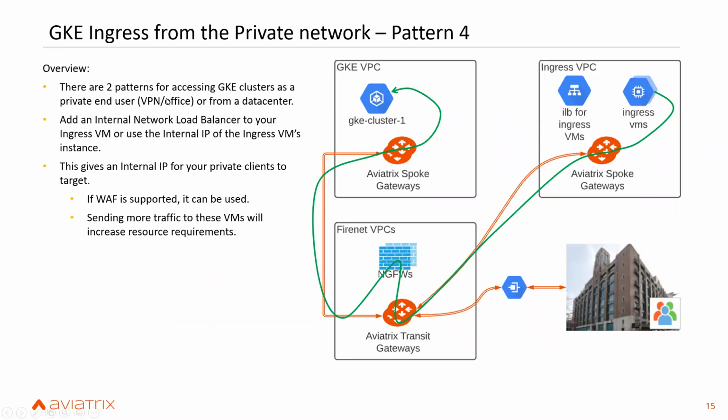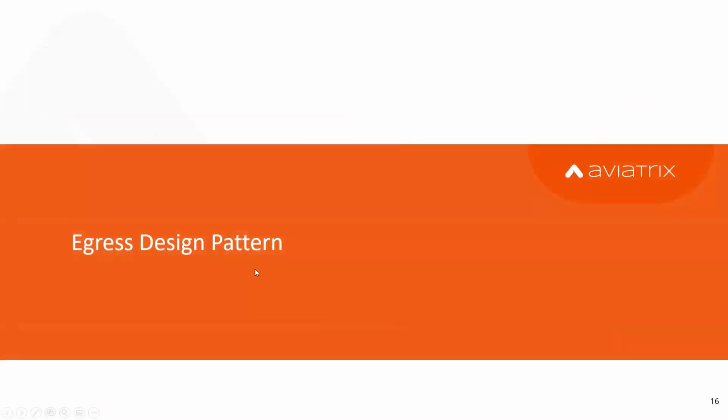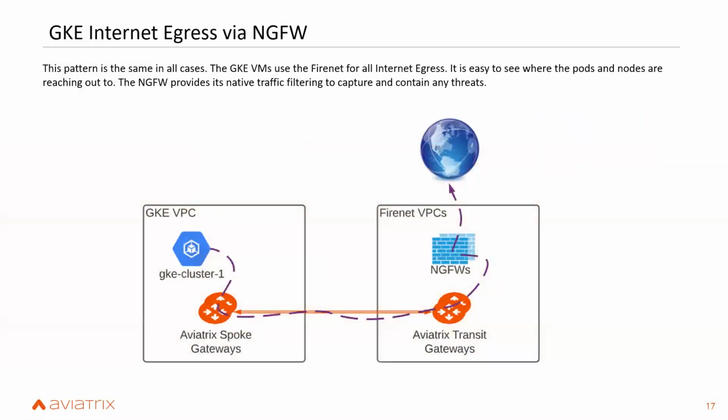Yep, exactly. Now I'd like to talk about the egress design pattern. This is a very straightforward design because really all you're doing is the GKE cluster and the pods on it are very similar to any other workload you'd have in FireNet. So the pods or the nodes or what have you would reach out and talk to the internet.